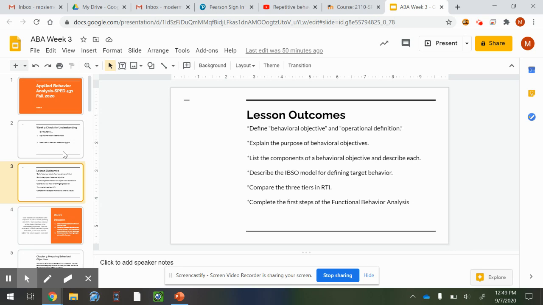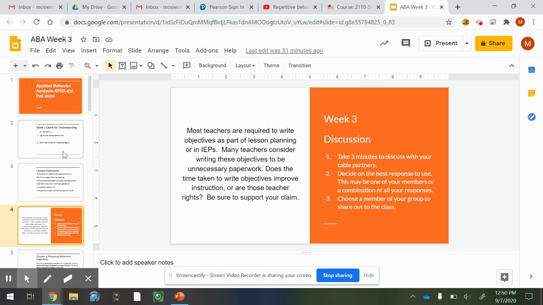Lesson outcomes for this PowerPoint presentation. At the end of this, we'll be able to define behavioral objectives and operational definition, explain the purpose of behavioral objectives, list the components of a behavioral objective and describe each, describe the IBSO model for defining target behavior, compare the 3 tiers in RTI or response to intervention, and complete the first steps of the functional behavior analysis. That will be your assignment for the first part of your case study this week. The discussion part we won't worry about. We will do that in class together.